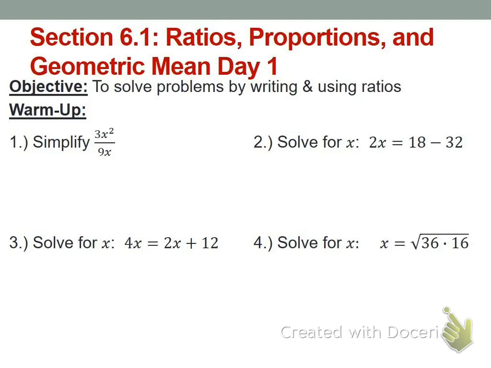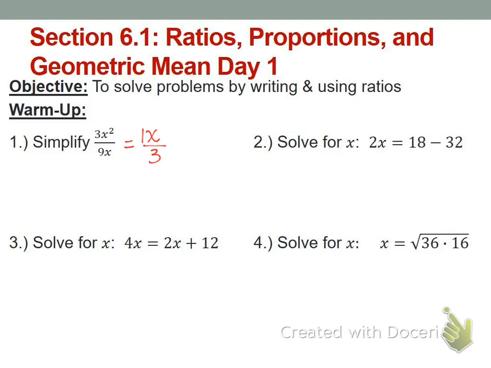Did anybody simplify that fraction? Majay, what'd you get? Good, we should have gotten 1x over 3. This is an Algebra 1 type of reduction. So 3 over 9 simplifies to 1/3. If you want to leave the 1 up there, you can. You don't have to.